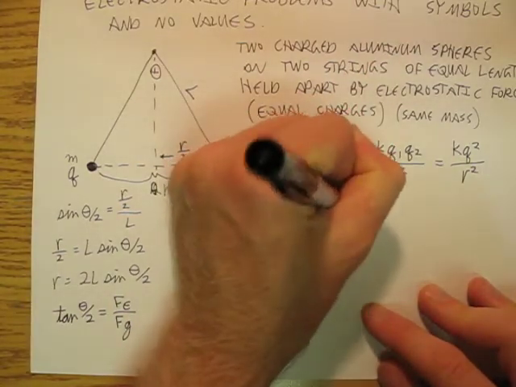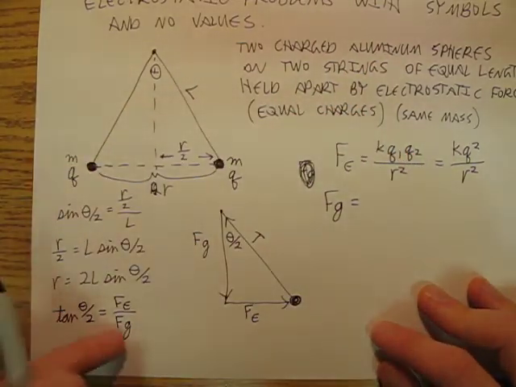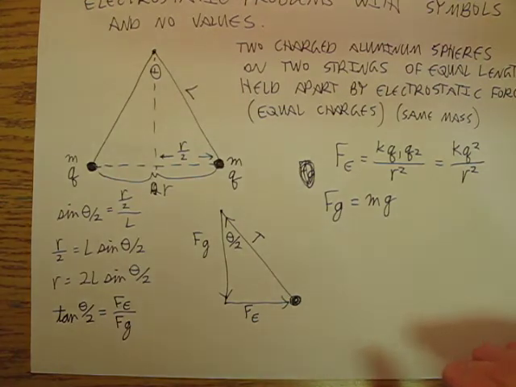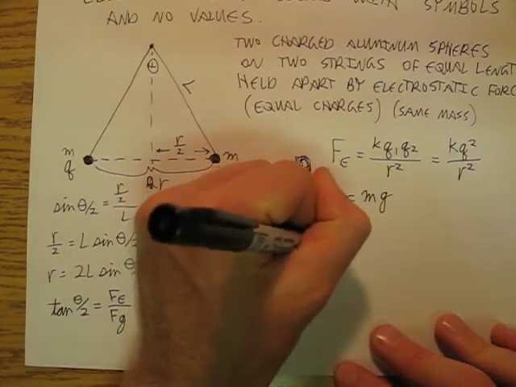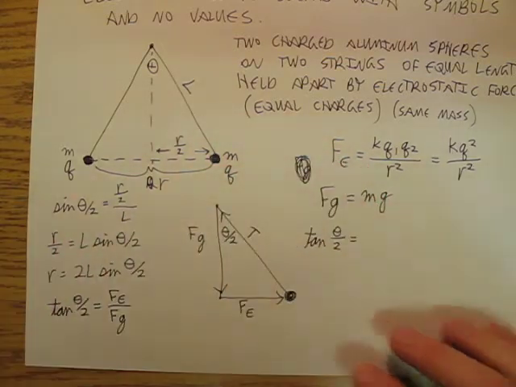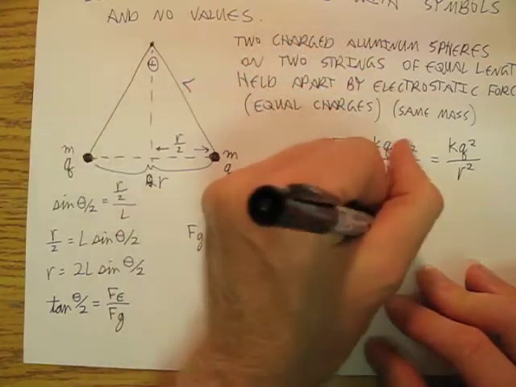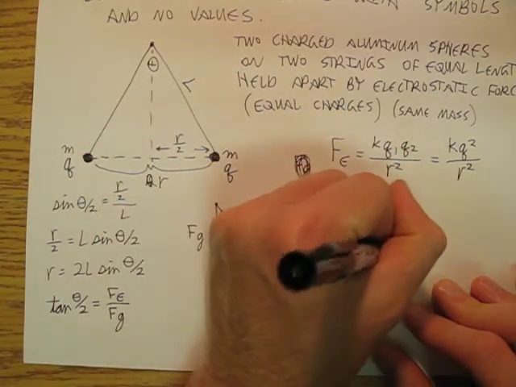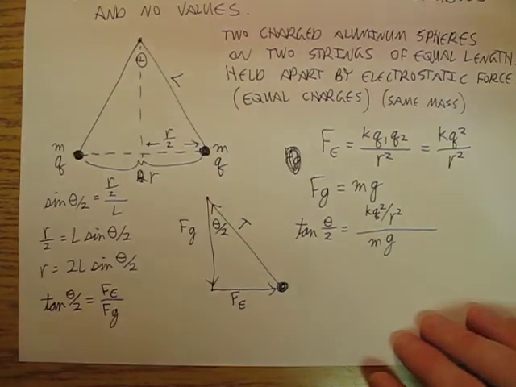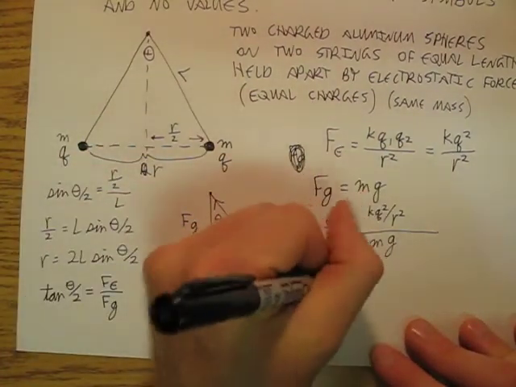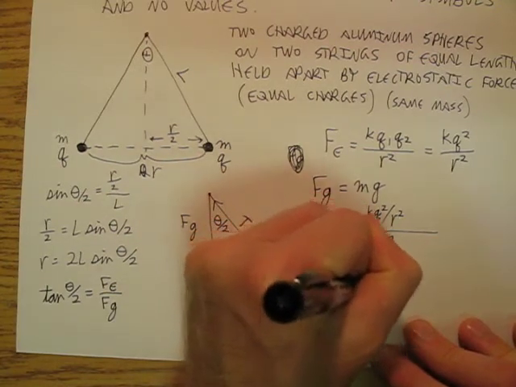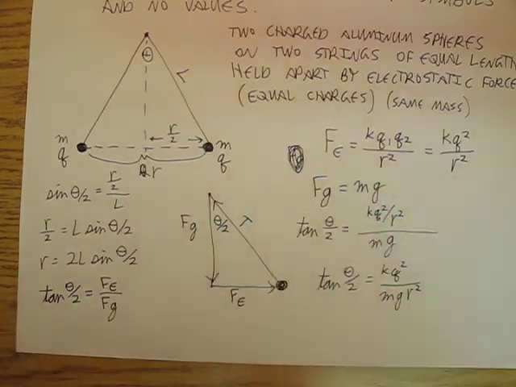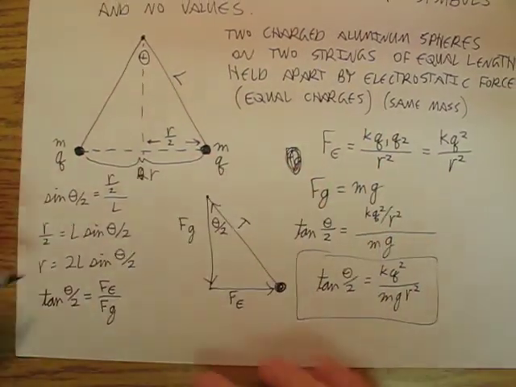Force gravity is going to be mg. It's just going to be the mass of the ball times the acceleration due to gravity. So now I have tan theta divided by 2 is going to be equal to kq squared over r squared over mg. So if I just sort of get this, tan theta divided by 2 is k q squared over mg r squared. Okay, and that's where I'm going to fill this page.